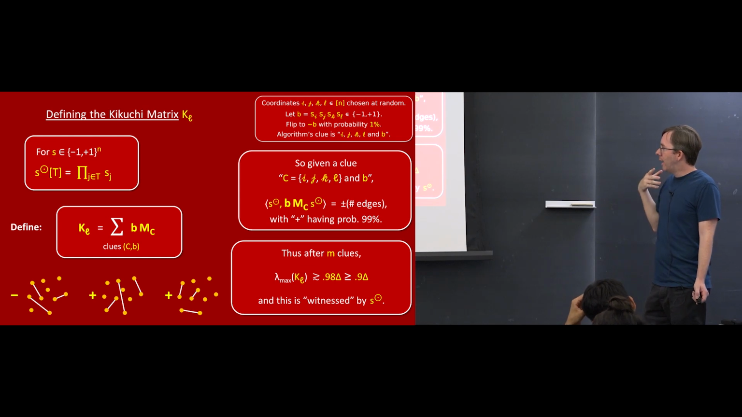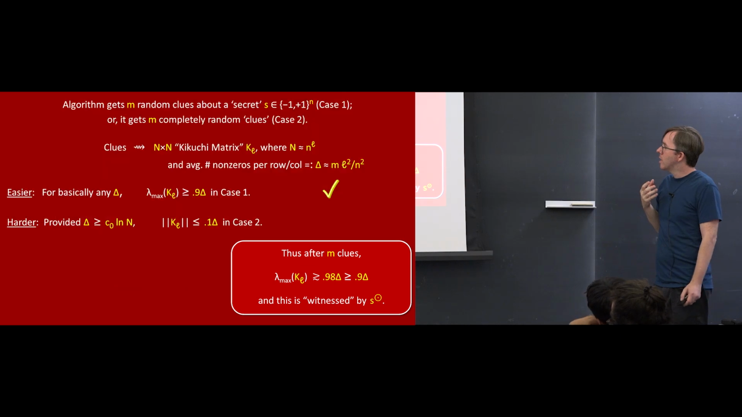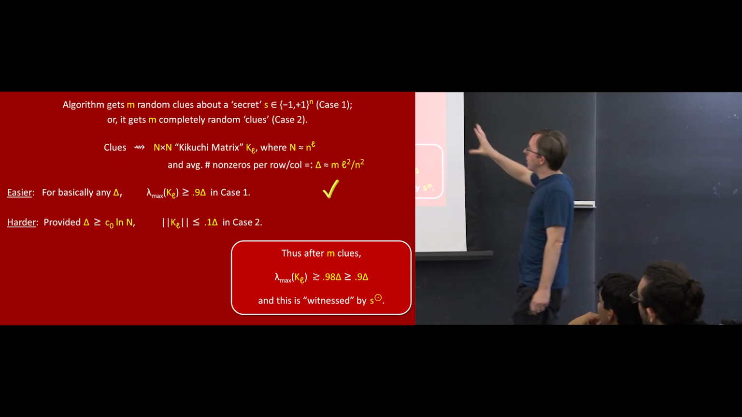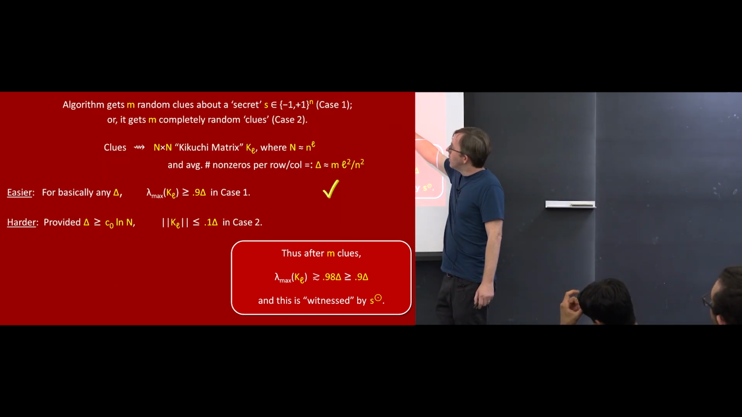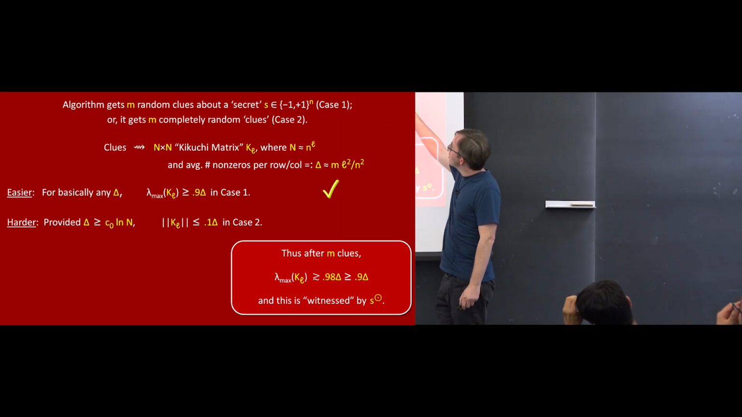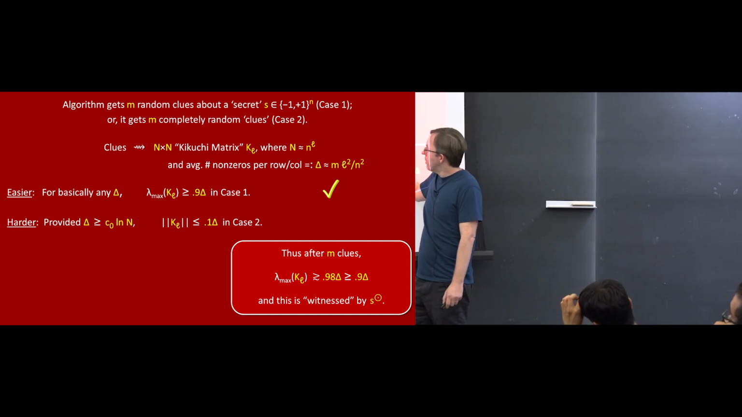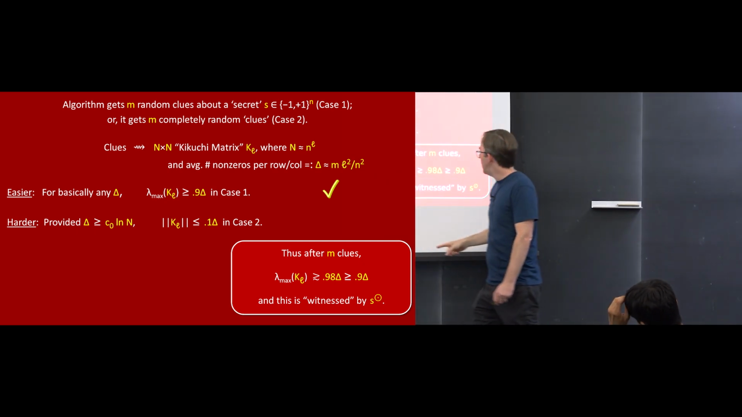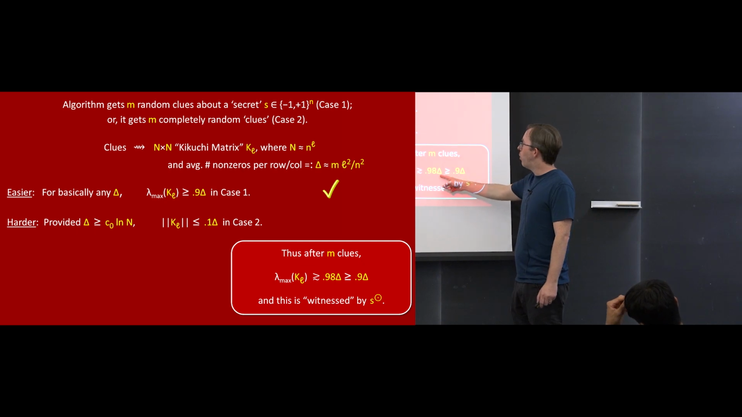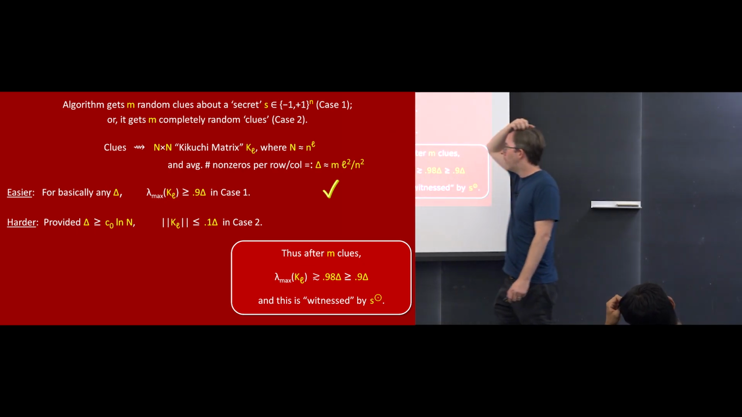Okay, and this is basically half of the analysis of this result. So remember, this is what we just showed: when you're properly getting clues about some unknown secret string S, you build this matrix K sub L. Pretty much all the time, its largest eigenvalue is going to be around 0.98 times delta, so at least 0.9 delta.